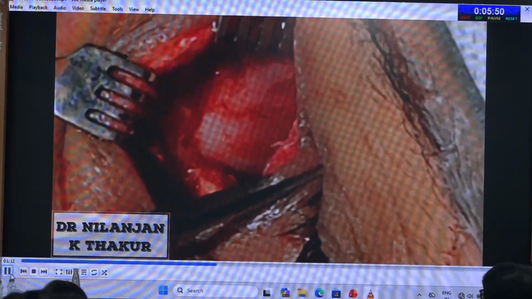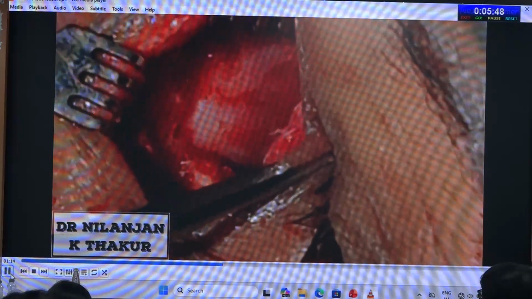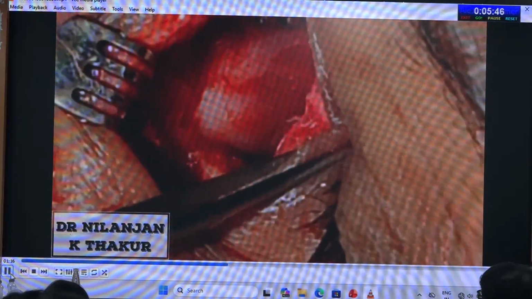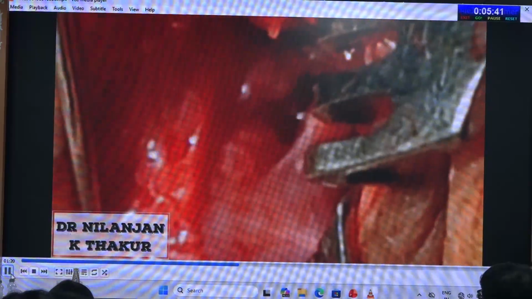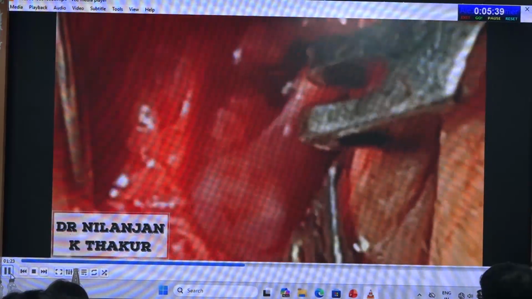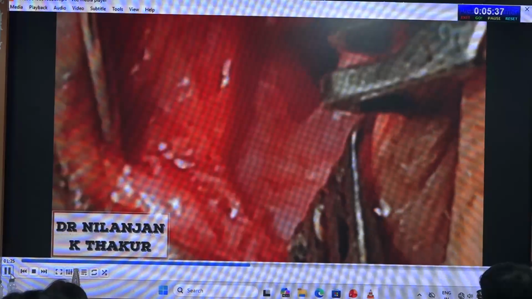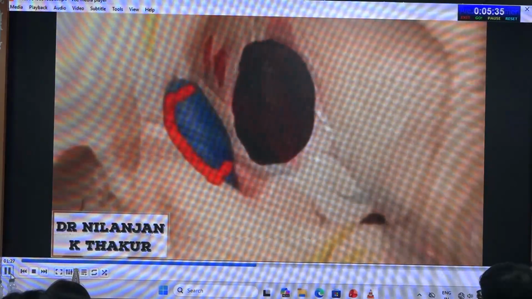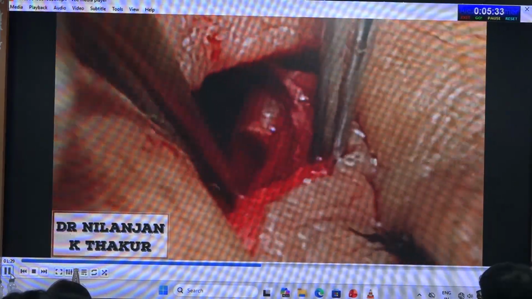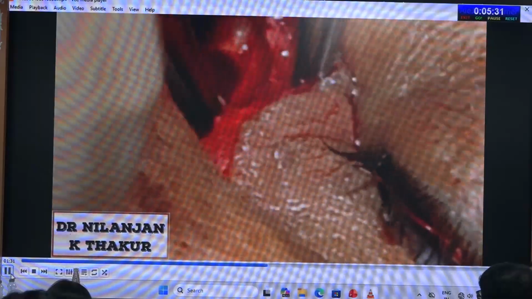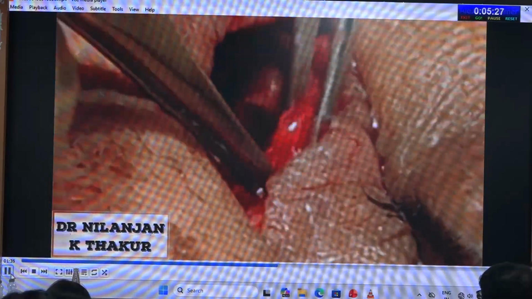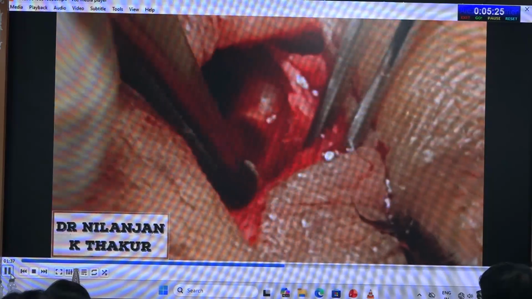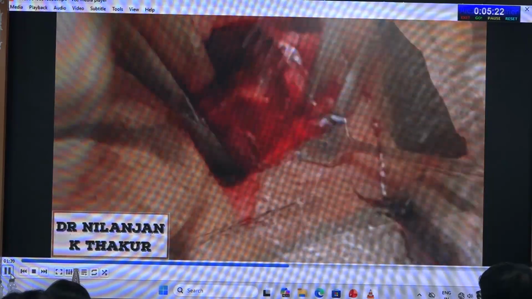Now with the Bowman's probe, you put the Bowman's probe and the sac should be identified. You see, I'm tenting the sac. See, this is the sac and I'm tenting it, and here we have to make an incision. You have to make two flaps. You can see this is the anterior flap I have made and the posterior flap. Okay, and usually I cut the posterior flap and keep the anterior flap. So that is the posterior and that is the anterior flap.